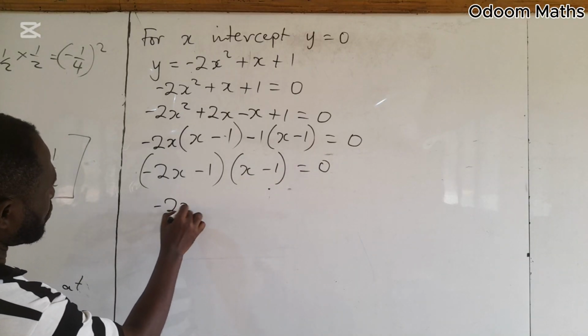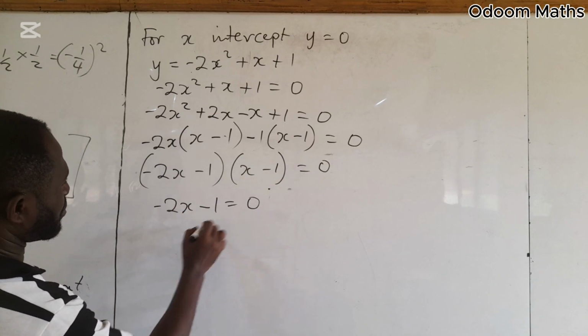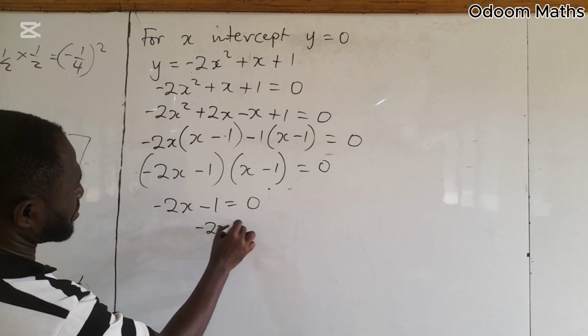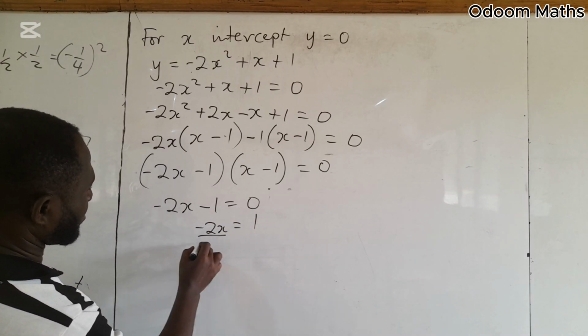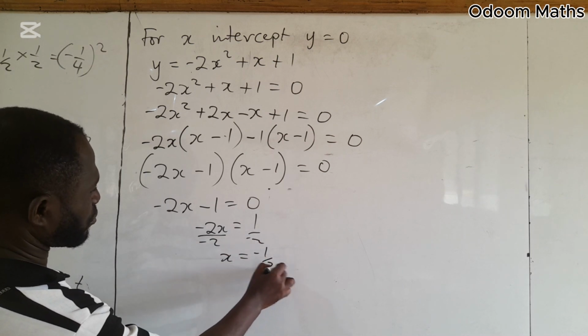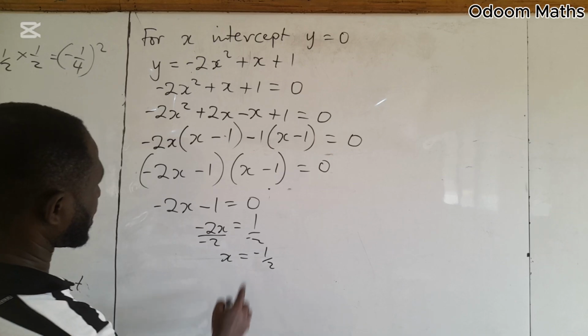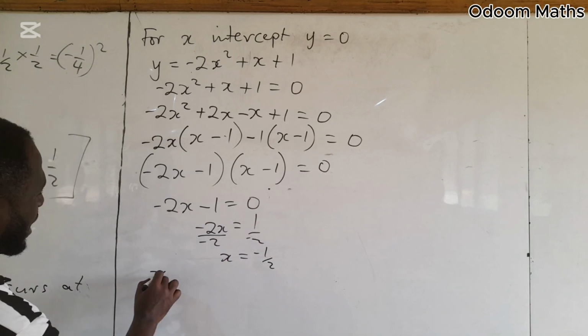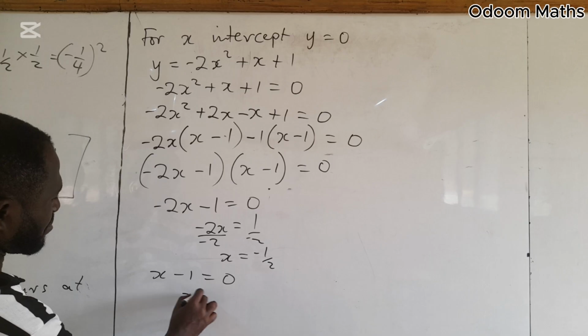So negative 2x minus 1 equals 0. Negative 2x becomes 1, then divide both sides by negative 2. So x is going to be negative 1 over 2. Then when you take this side, that is x minus 1 equals 0, x becomes 1.